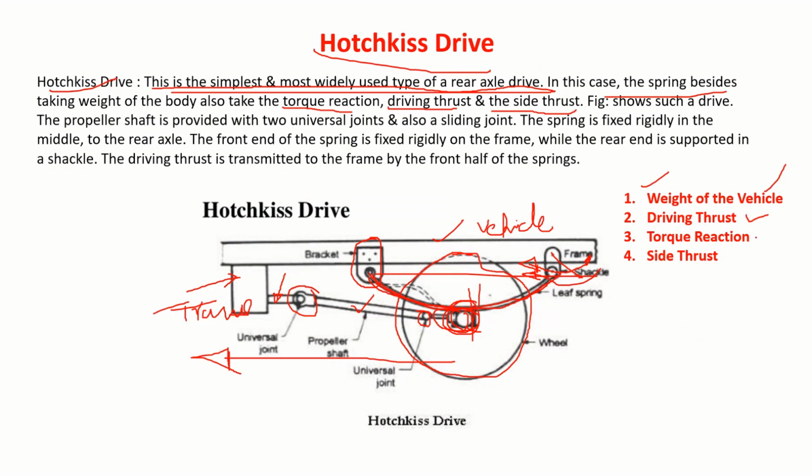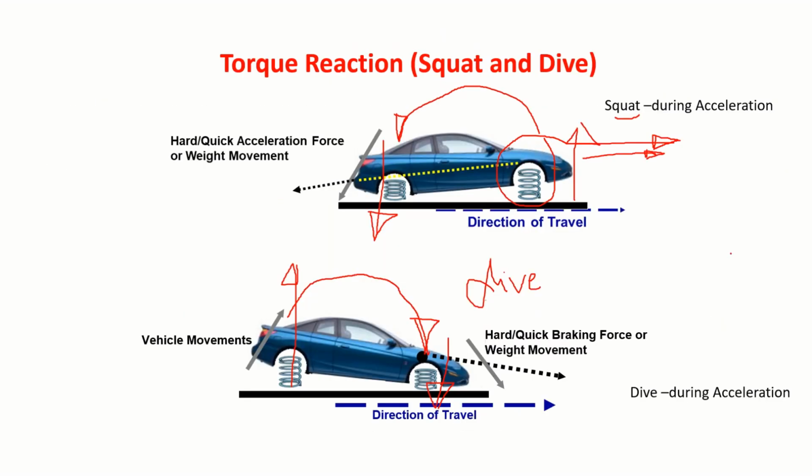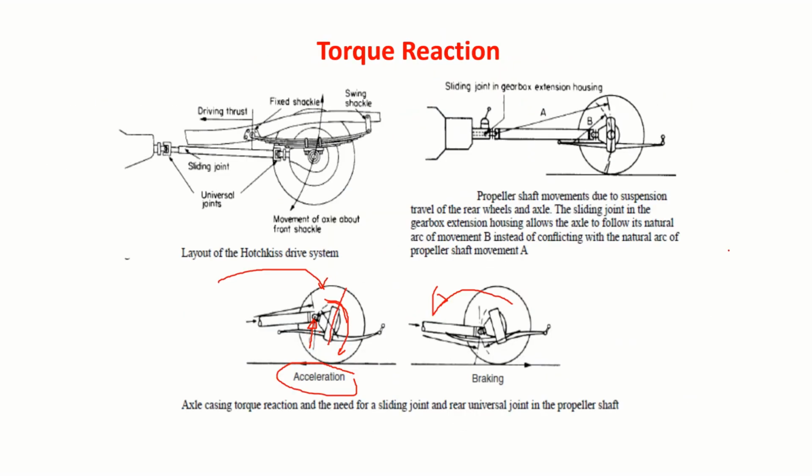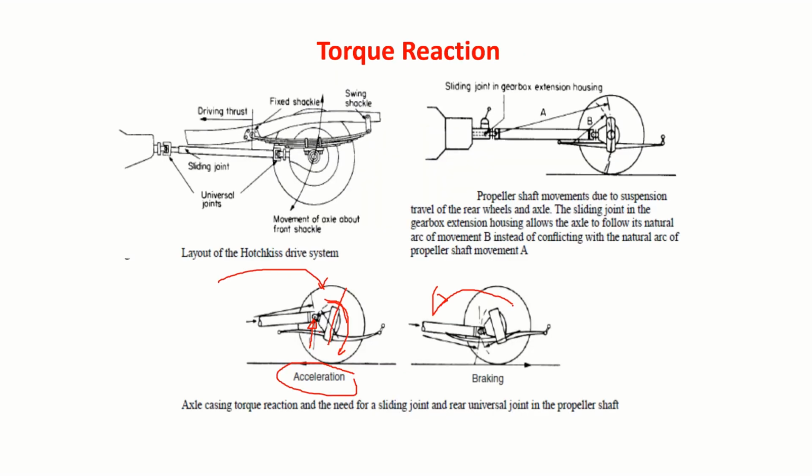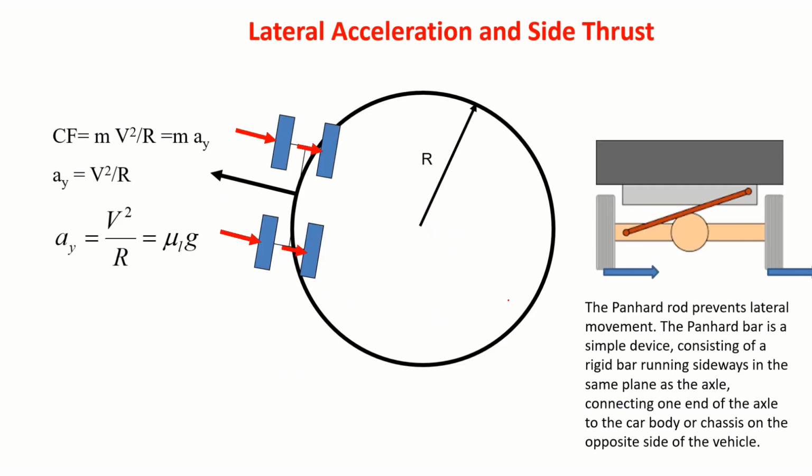See here, torque reaction has to take up. Correct? Now, I explained that driving thrust and other things. Okay, fine. Torque reaction, you can see here, this is what happens. This you can see in the coil spring suspension system. This is how it looks like. In the leaf spring suspension, this is how it looks like.